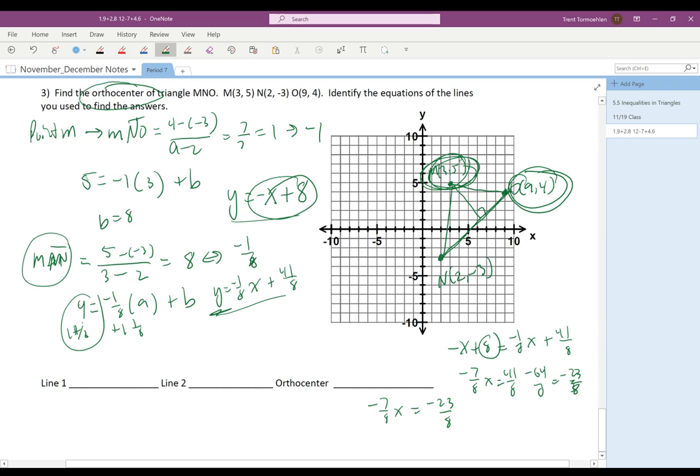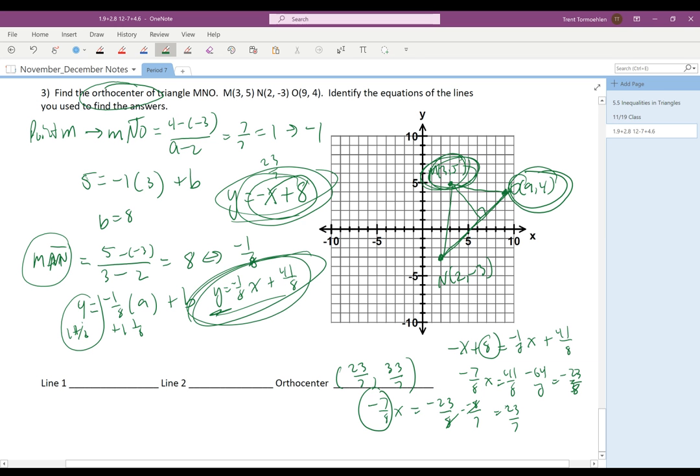So we multiply both sides by the reciprocal of this. We're going to multiply by -8/7. The -8's cancel, and we end up with a positive 23 over 7. And so we know 23 over 7 is the x value for the orthocenter. If we substitute 23 over 7 in here, we get 33 over 7 for y. So the x coordinate's 23 over 7 and the y coordinate's 33 over 7. The two lines that we had were y equals negative x plus 8 and y equals negative 1/8 x plus 41 over 8.